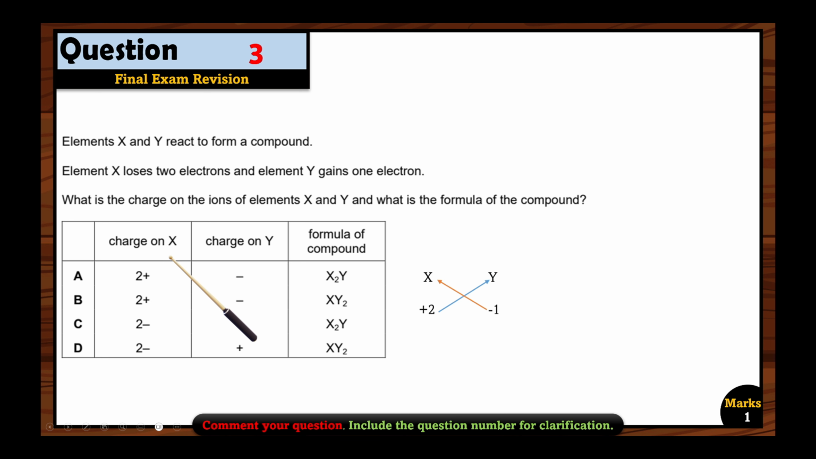Okay, so now we can see what will be the charge. Charge will be of course 2 plus, so that's why A and B are right. Now let's see the formula of the compound. This charge will go here, right? So we will have X1 and Y2, where we can see X1 and Y2 in option B. So option B is right.